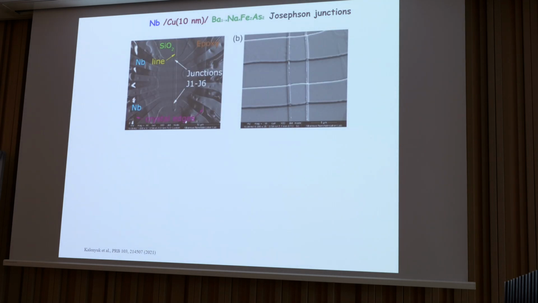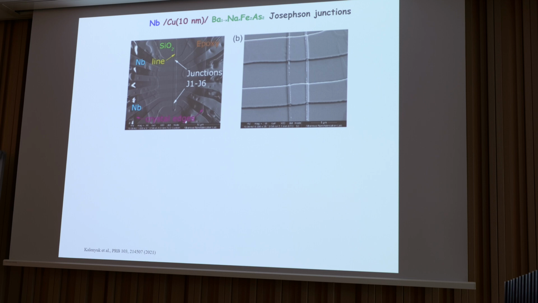All right, so now what we do next, we introduce an interlayer of copper between niobium and pnictide. Now, this is a superconductor-normal metal-superconductor junction. And everybody knows that introducing a normal metal would introduce a proximity effect. And generally speaking, the proximity effect should reduce the critical current of the junction.